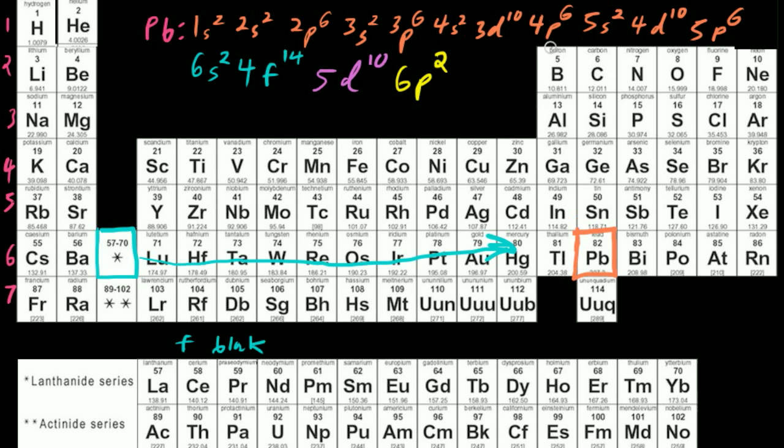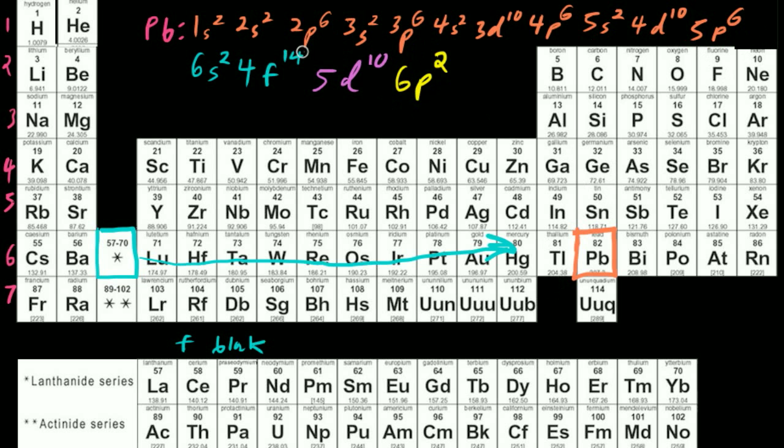The column that starts with boron is going to have whatever number we're on, p1. The next column will have p2, p3, p4, p5, p6. So lead is in the p2 column. So our last entry is 6p2.